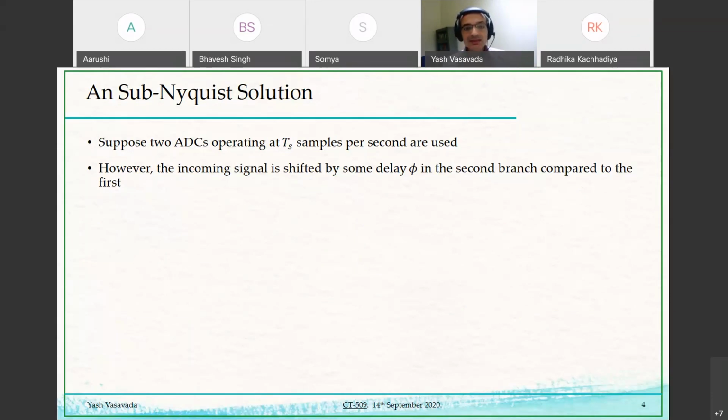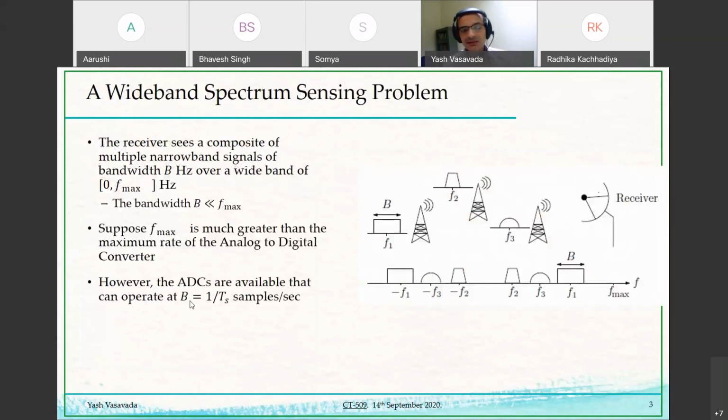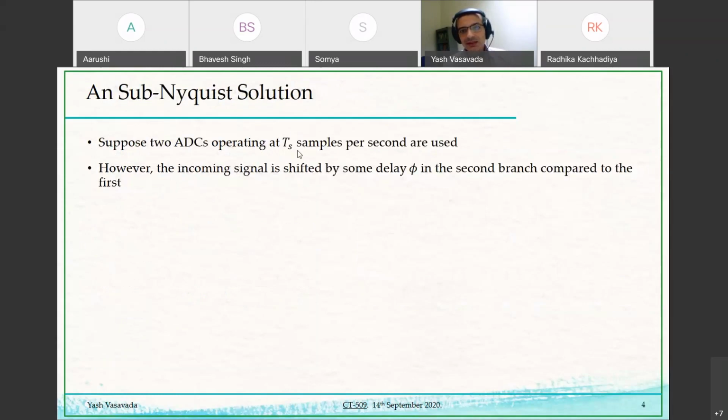So you buy 2 of them, or maybe sometimes even 3 or 4 of them. The idea behind this paper is that instead of using one sampler, I will use 2 different samplers. They both are operating at the same sampling duration TS. TS, remember, is the inverse of the bandwidth. So in between 2 samples, we have TS seconds of duration. The only thing the authors of this paper have proposed is that the input to the second A to D converter, I will just shift in the time domain by some delay phi. That is the only idea. And using that idea, they have somehow magically solved this impossible looking problem. So let us see that.